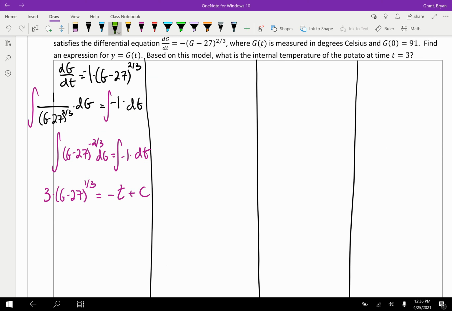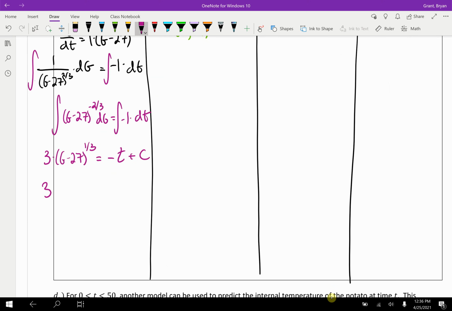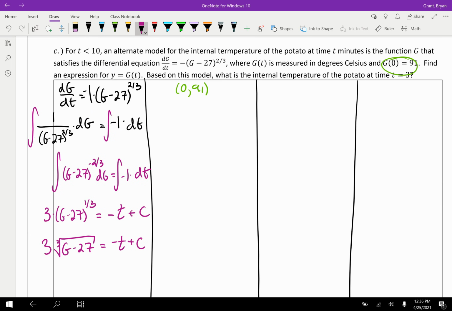Next part, we need to use our initial condition. G of 0 is 91. So, it might help you just to see this. Don't forget that the 1/3 power is the cube root of g minus 27. Some students prefer that radical notation instead of the fractional power. So here we go. So 0, 91. We know that 91 is the input. And 0, I said that backwards, 91 is the output, 0 is the input.